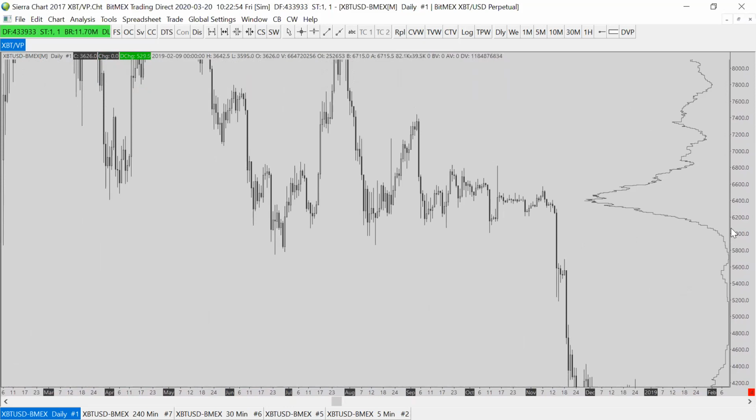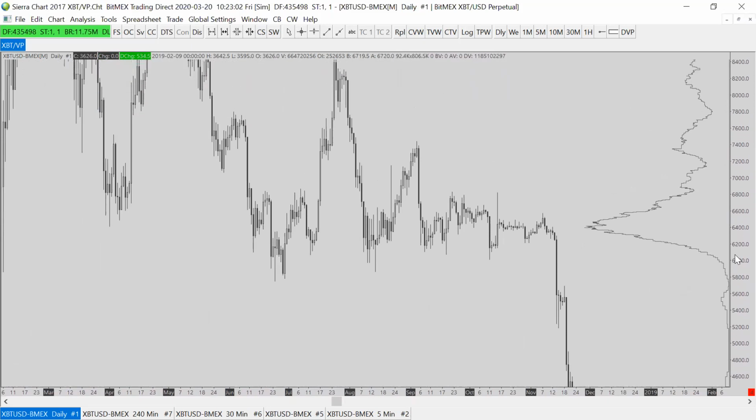So if an apparent support or resistance level is forming, that level will always be reflected in the profile as a ledge or a low volume node. Here, for example, you can quite clearly see where price found resistance.